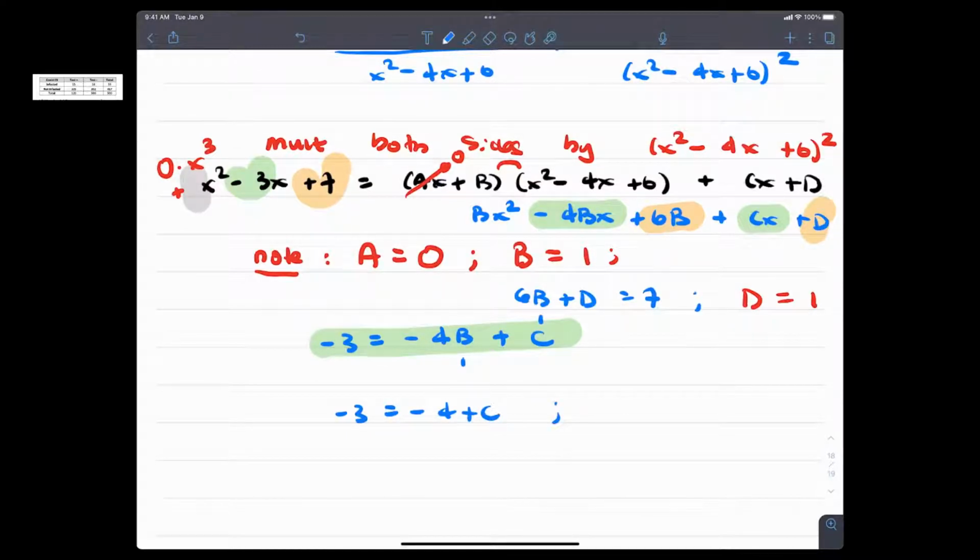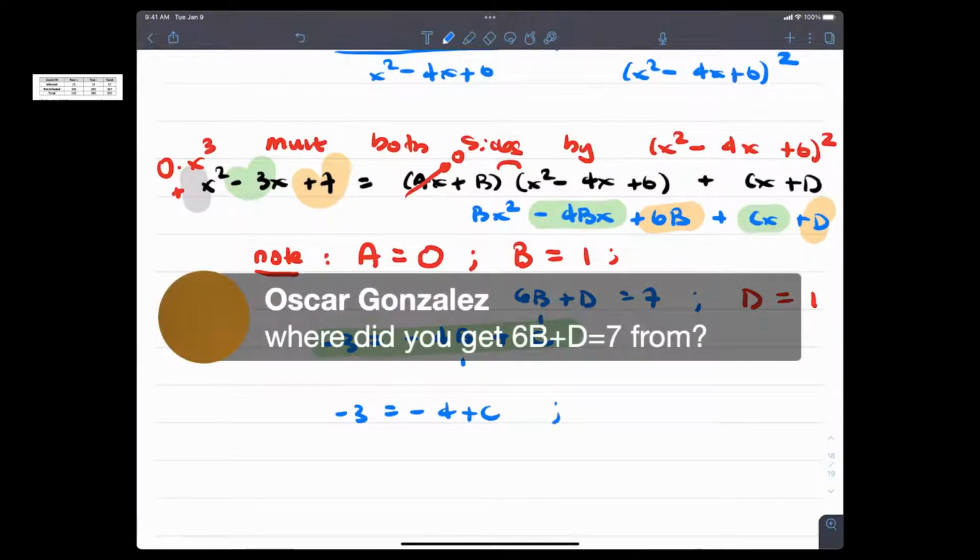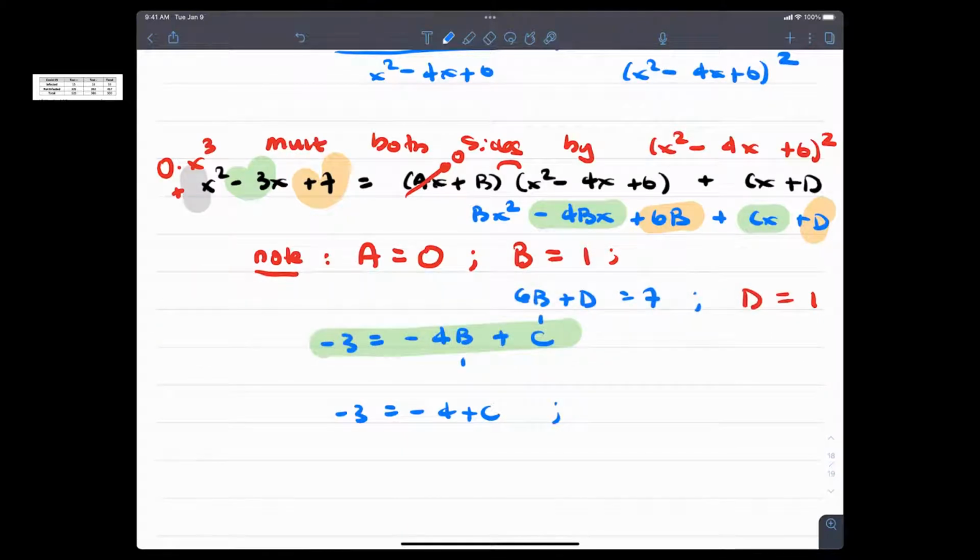Oh, what's that? Oscar says, where did you get 6b plus d is 7? Oh, okay, Oscar. Right in here in orange. See, the left side is equal to the right side.